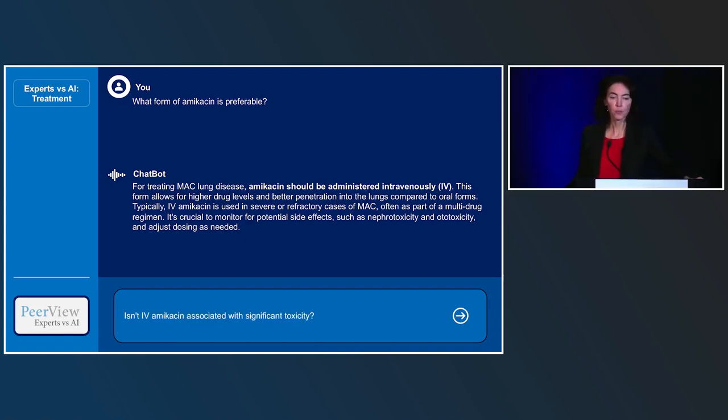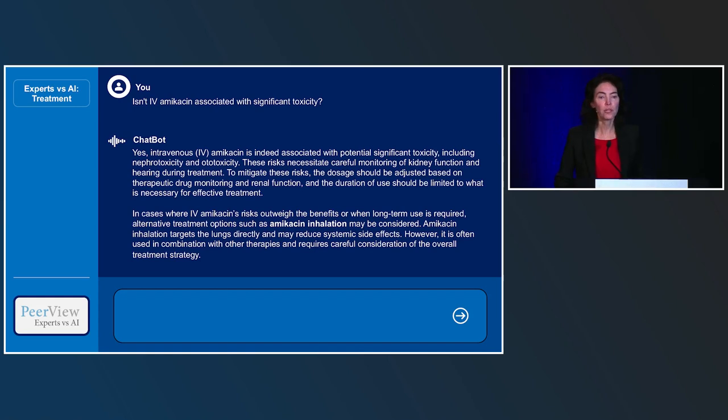Well, isn't it associated with significant toxicity? And yes, we feel this every day. So the AI says intravenous amikacin is indeed associated with significant toxicity, including nephrotoxicity and ototoxicity. These necessitate careful monitoring during treatment.